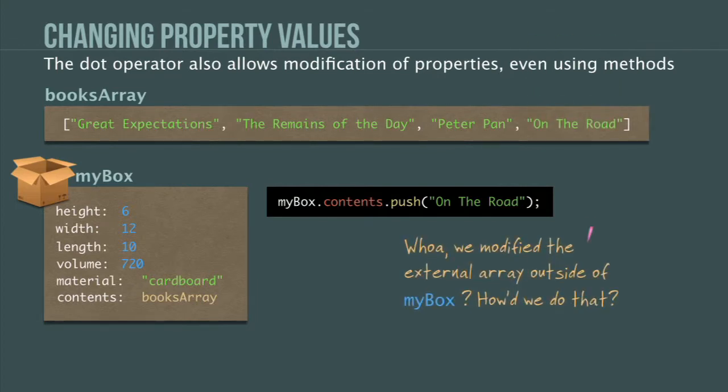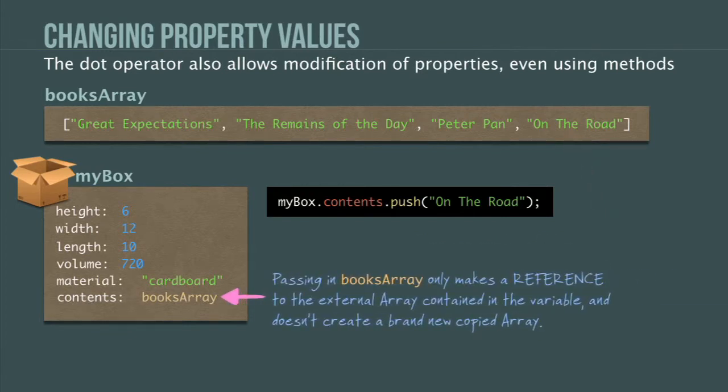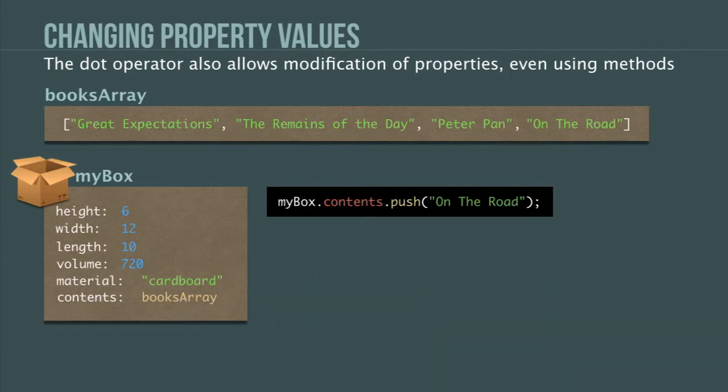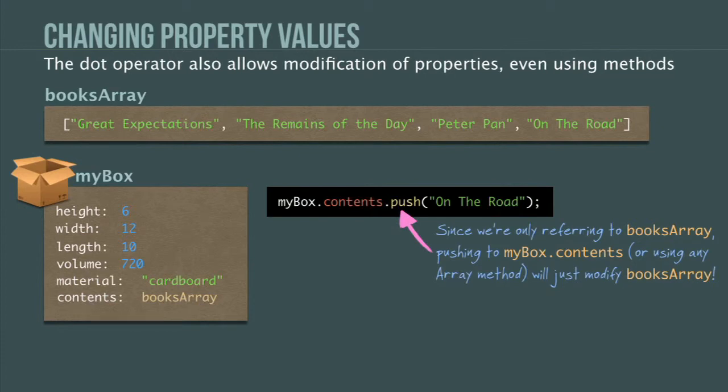But whoa, how did that happen? How did we modify the external array outside of the MyBox? The thing is that when we passed in books array as a variable, all that does is make a reference to the external array. And it doesn't create a brand new copied array. Very important to understand. So that when you get that array back from mybox.contents, it's going to be the external array. And when you push to that, you're going to add it to the external array.